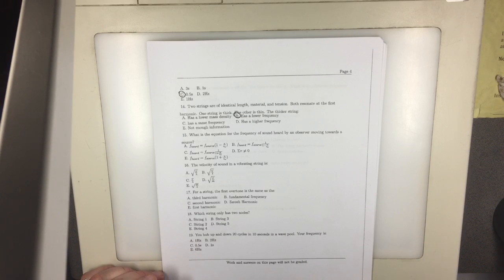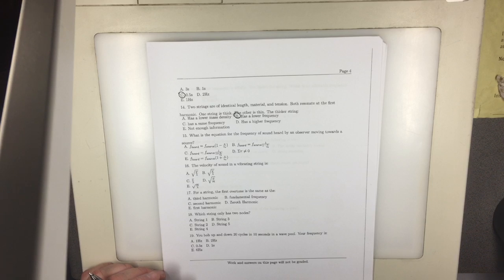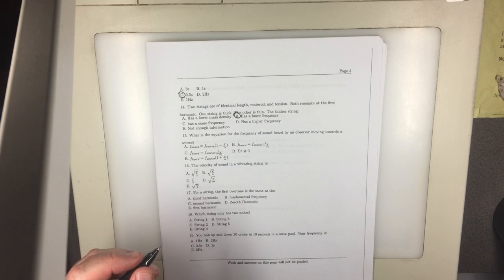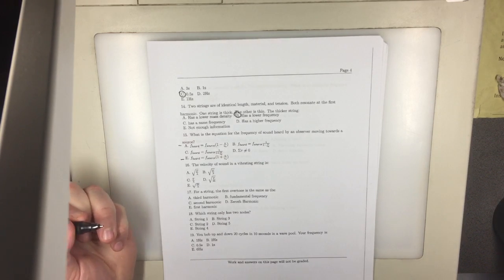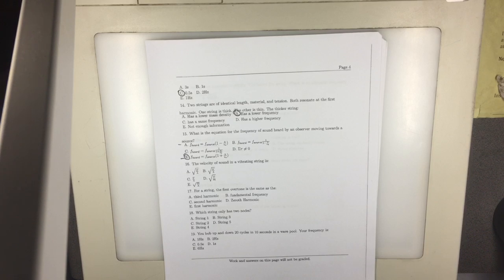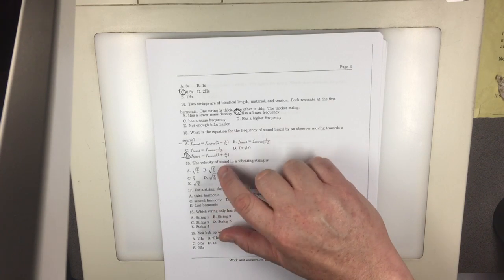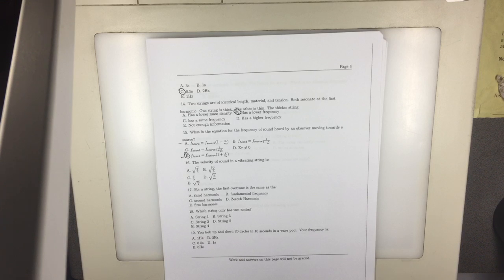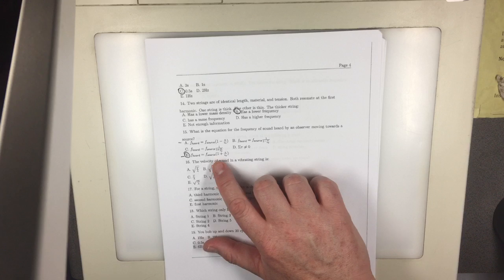What is the equation for frequency of sound heard by an observer moving towards a source? So it's a moving observer towards. So the parentheses are in the numerator. So we're down to A and E. It has to be E. And why is that? You're moving towards, so you're going to hear a higher frequency. Which one of these will produce a heard frequency that's greater than the source frequency? It has to be this one, the one that adds.